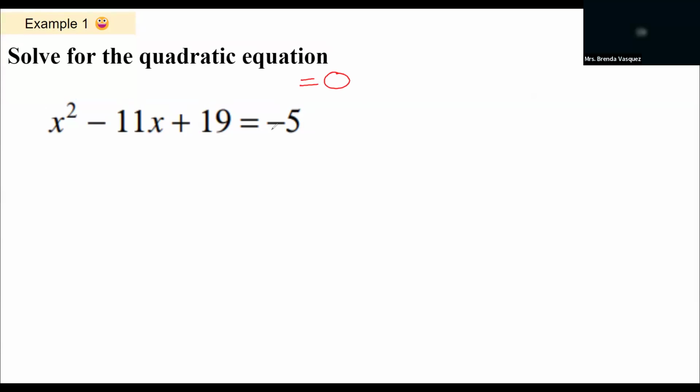So how do I make it look like 0? I can go ahead and do the inverse and add it to the opposite side. Now, make sure that whenever you're adding, you add it to the proper term. For example, this is a constant. It has to be combined with a constant. So we have here x squared minus 11x. Now we have 19 plus 5 is 24 equals 0.